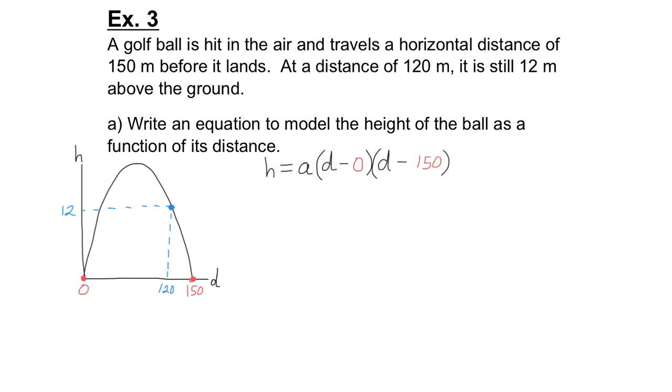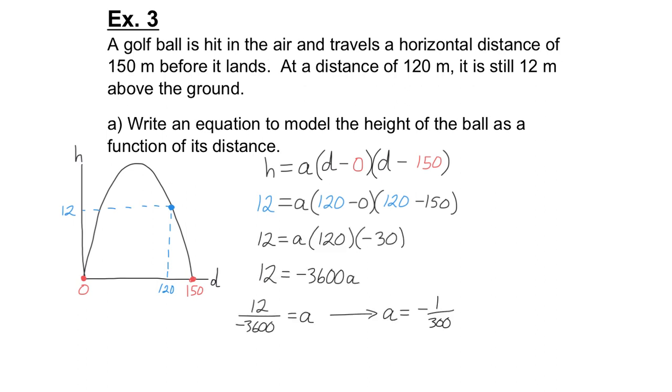Well, I know what the roots are, 0 and 150. I know another point on the function, d is 120, h is 12, so I've replaced my d and h values. And then we solve for a. We get a is -1/300. So if I look back to my equation, I can replace my a value with -1/300, and I get this.